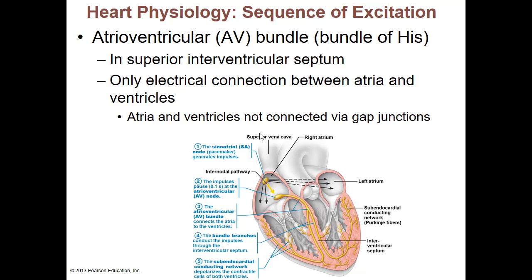Now, this right here is the only electrical connection from the atria to the ventricles. It's only through there. The electrical impulses that are generated up in the atria from the SA node don't go to the ventricles any other way. They have to go to the atrioventricular node, then they have to go through the AV bundle, sometimes called the bundle of His. That's the only way they can send electrical impulses to the ventricles. They have to travel through the AV bundle.